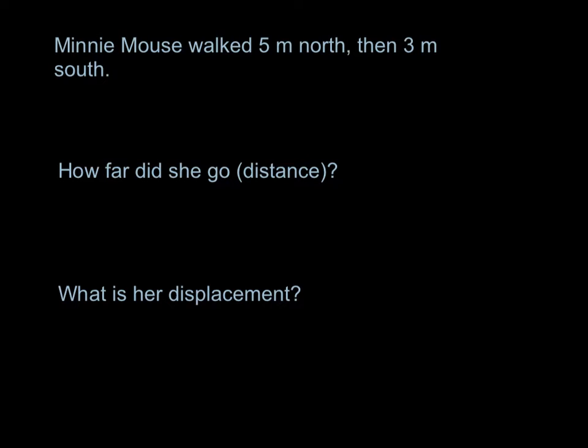Minnie Mouse walks 5 meters north and 3 meters south. Okay, how far did she go? Well, that's pretty easy, right? She went 5 meters, then she went 3 meters. So how far did she go? 5 plus 3. She went 8 meters. Okay, so that's the total distance. If you were actually walking, you'd count the whole path that she went.